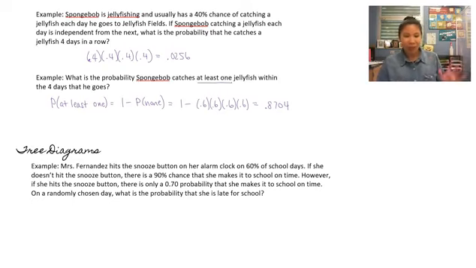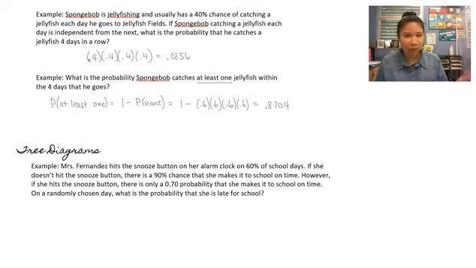So, for example, Mrs. Fernandez hits the snooze button on her alarm clock on 60% of school days. This is very true, it might actually be more. If she doesn't hit the snooze button, there is a 90% chance that she makes it to school on time. This is good. The other 10% is like if my cat throws up and then I have to clean it up, that'll make me late. Things like that. However, if she hits the snooze button, there is only a 70% chance, a 0.70 probability, that she makes it to school on time. On a randomly chosen day, what is the probability that she is late for school?